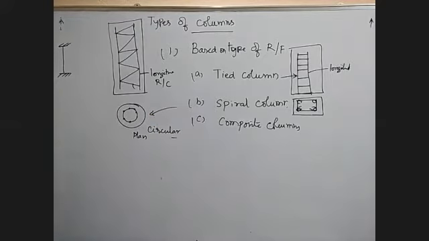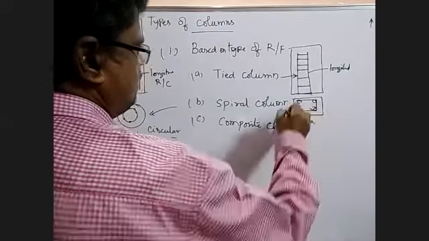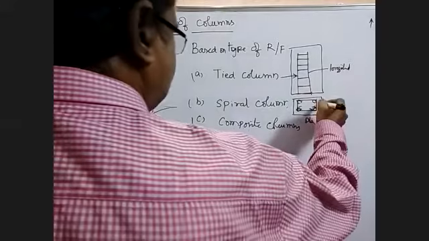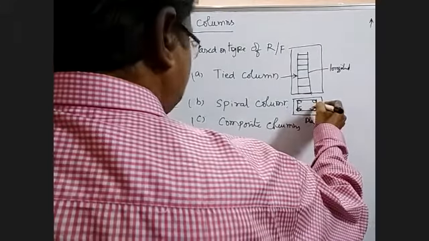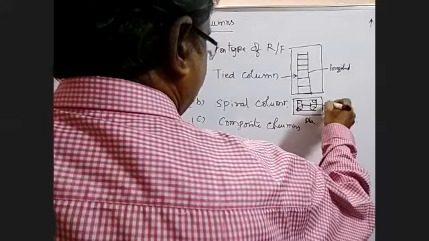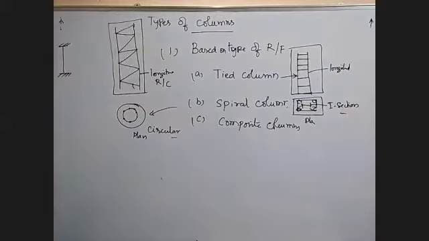The tied column, the plan, the shape is, this is plan, shape is square or rectangular. Now we have a composite column, that is, instead of a reinforcement here, you have the same thing here. Instead of a reinforcement here, you have an I section. So generally we use these two cases, tied column and spiral column.